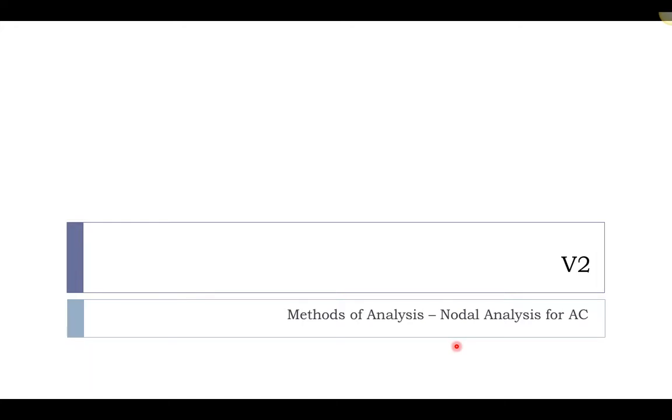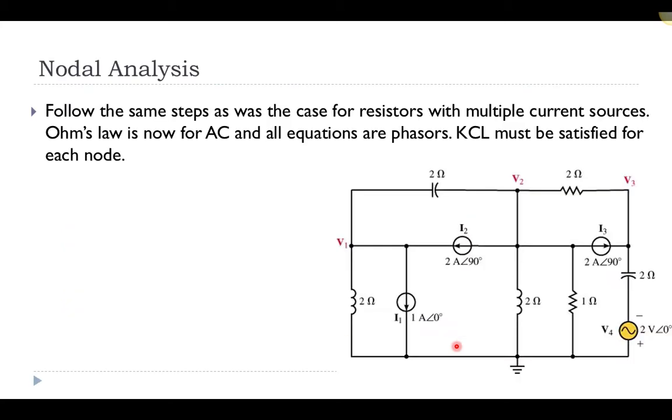In this lecture, we consider another method of analyzing AC circuits, and this analysis uses something called nodal analysis. This would be a situation where we have more than one AC source in the circuit, specifically current sources, and we can use this method to figure out what the voltage is across the nodes. Nodal analysis for AC is very similar to DC, where we just had resistors in the circuit.